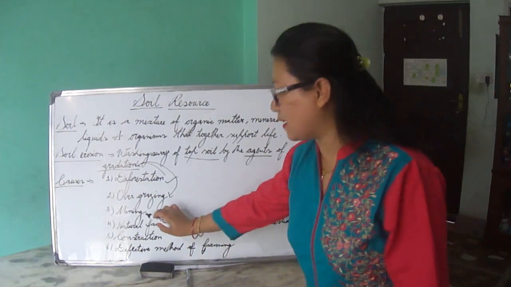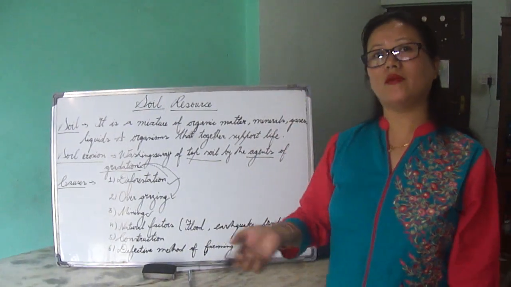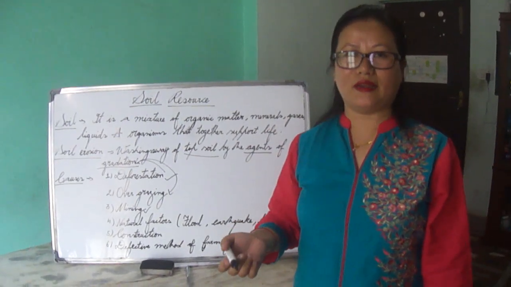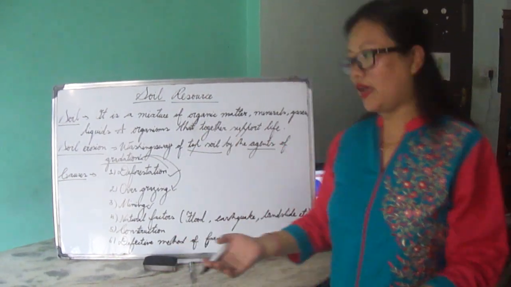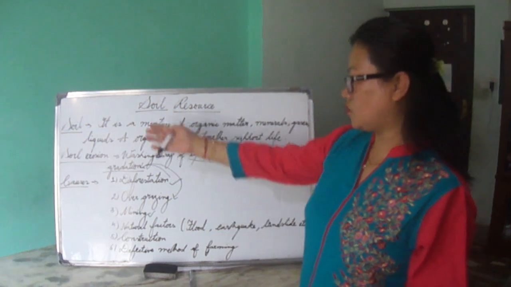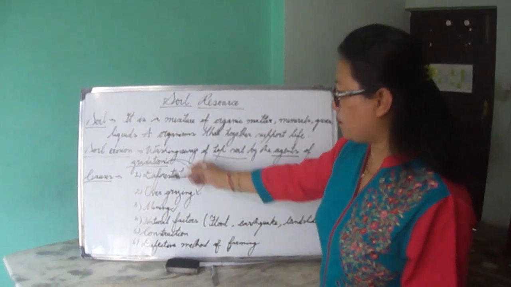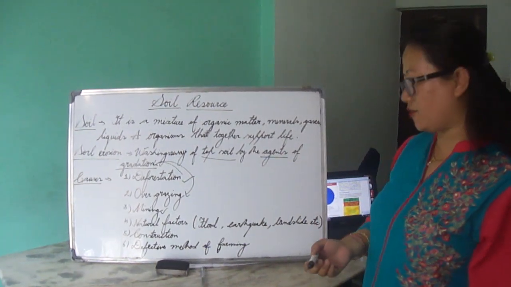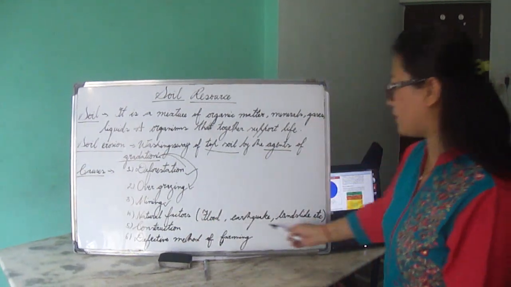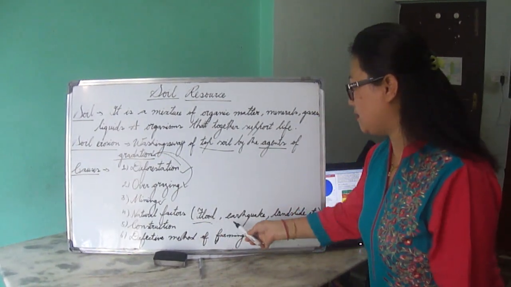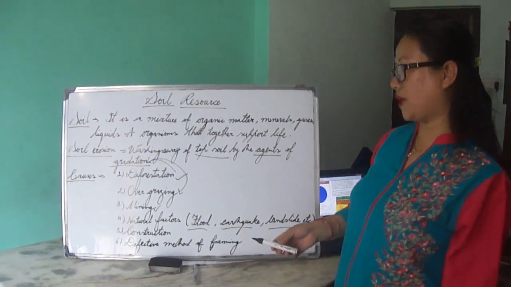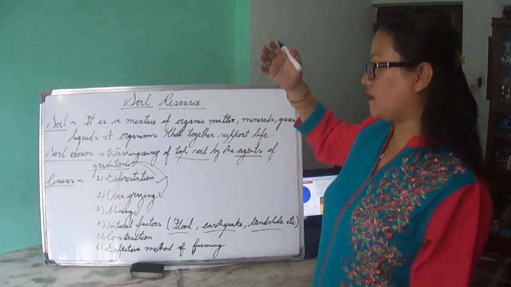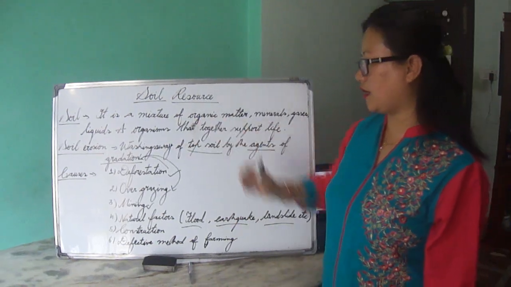Next we have mining. When we do mining, we need to dig the land, and when we dig the land, the soil becomes loose, and because of that it also causes soil erosion. From the beginning we have been talking about gradation factors. Here we have all the factors of gradation, that is flood, earthquake, landslide, etc., which come under natural factors most responsible for soil erosion.